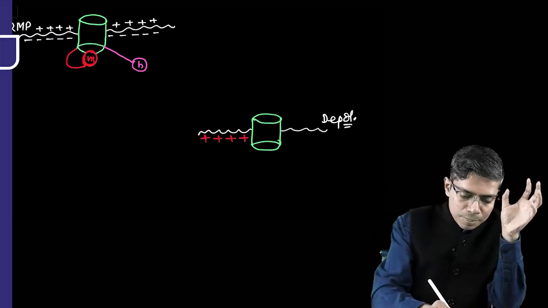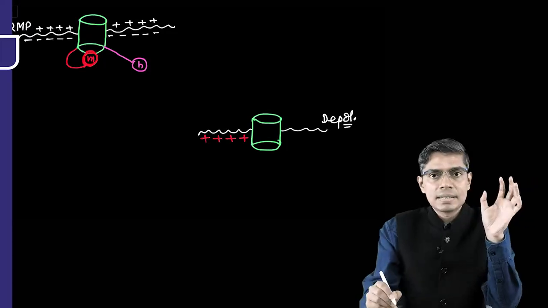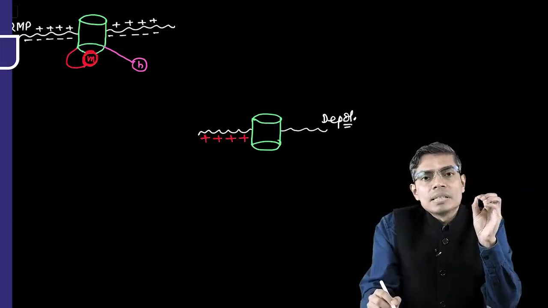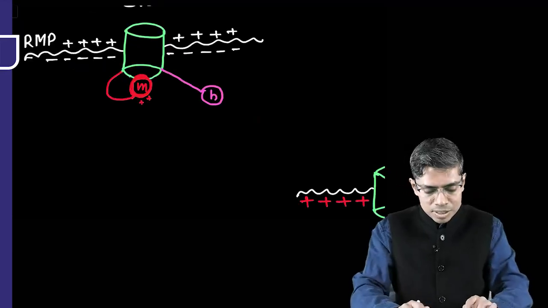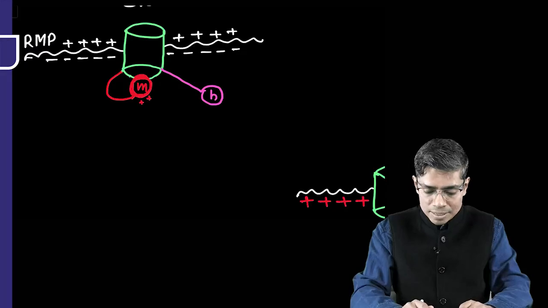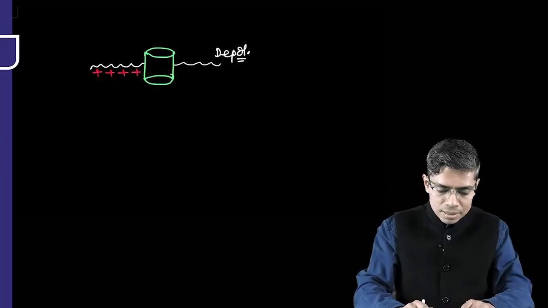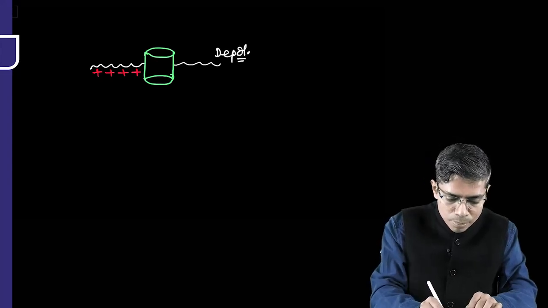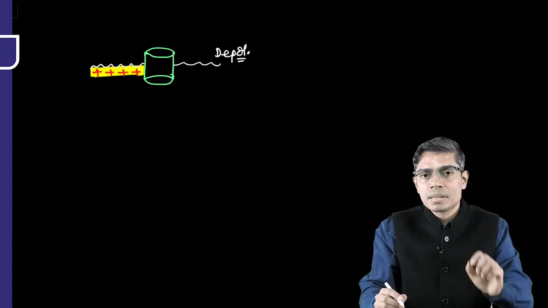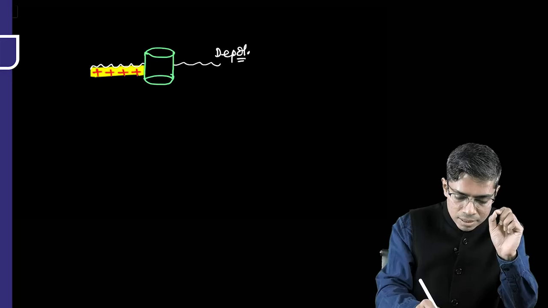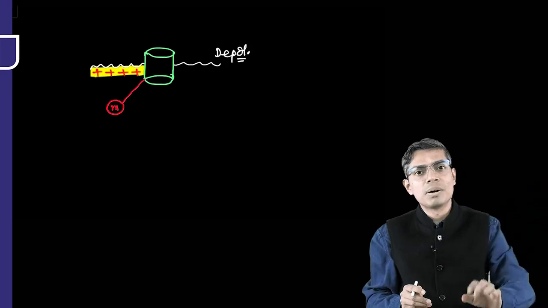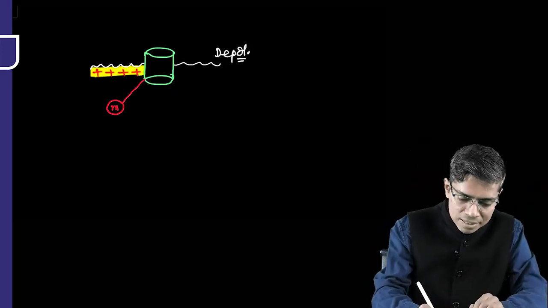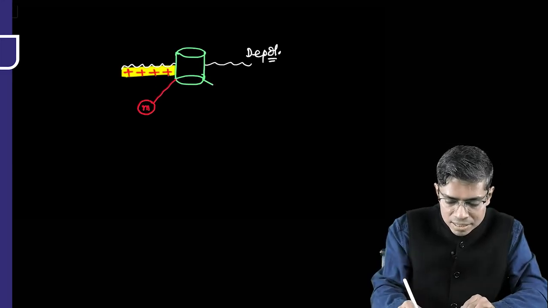The amino acids present at the surface of this M gate are positively charged amino acids. So what will happen? Whenever the inner membrane voltage becomes positive, or depolarized, this positivity will cause repulsion of the M gate's positive charge, because of which the M gate will be shifted away from the mouth of this channel.